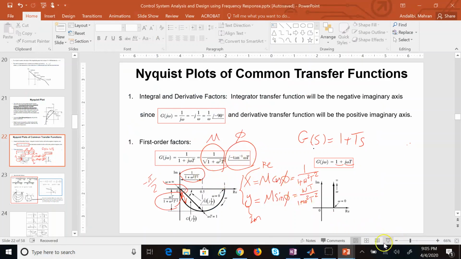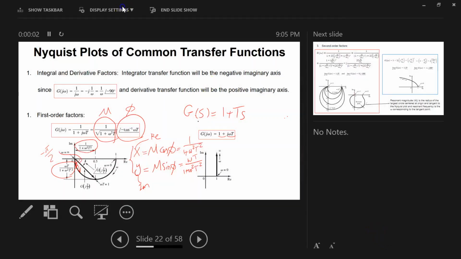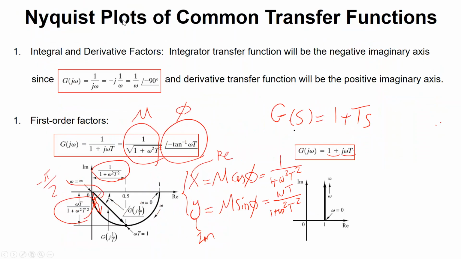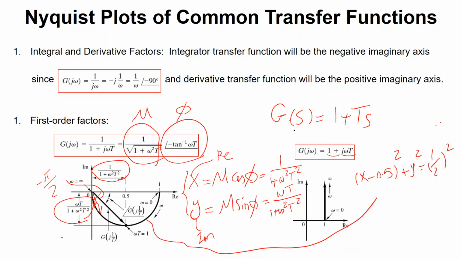So you can easily show that for a first order system, first factor like this, the equation of this arc is, again, (x minus 0.5) squared plus y squared is (1/2) squared. Okay. And so these are the Nyquist plots for first order factors.